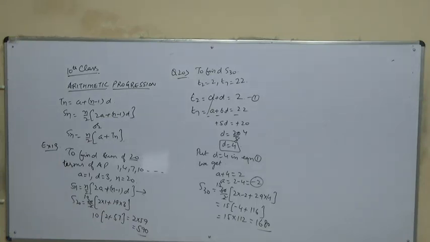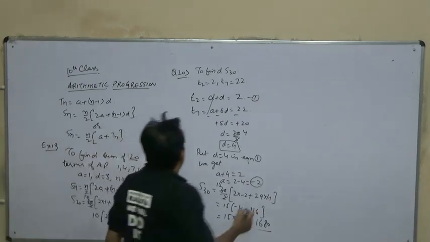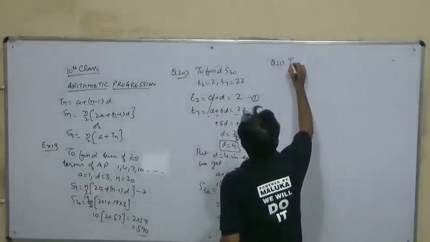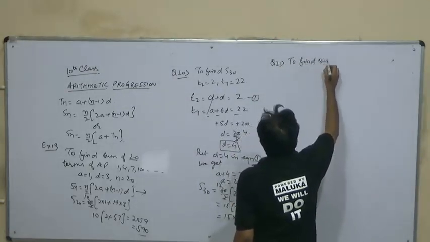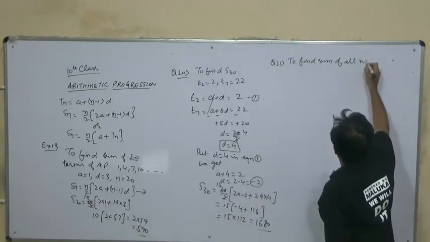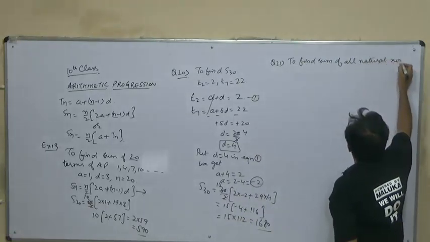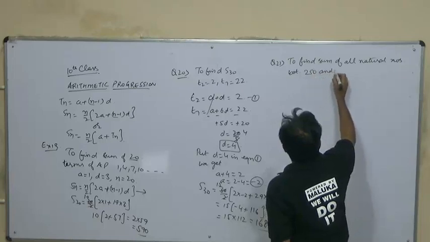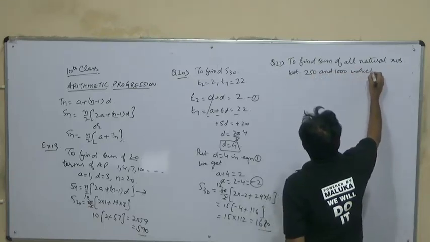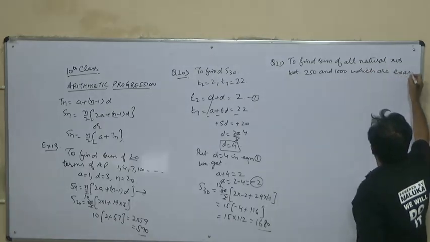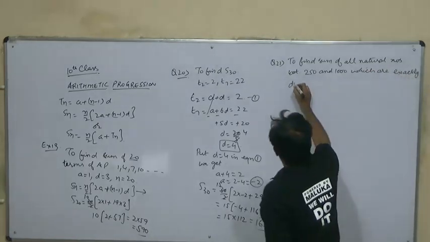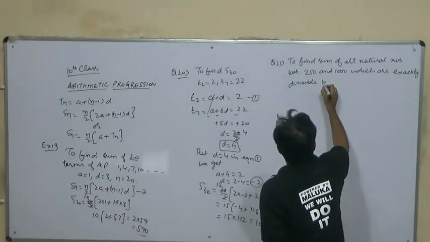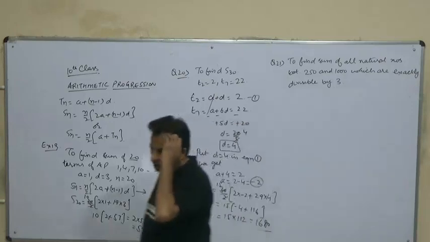Then the next question is: find the sum of all natural numbers between 250 and 1000 which are exactly divisible by 3.